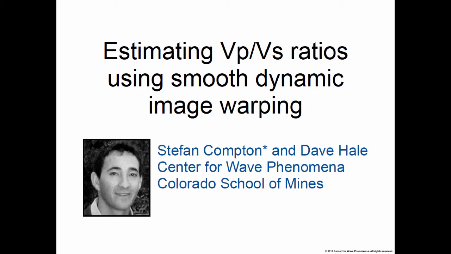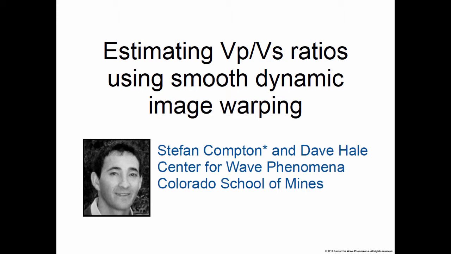Today I'm going to be talking, as Dave mentioned, about the application of a new method that we call smooth dynamic warping. We use this method to increase the accuracy of VPVS ratios that we estimate from time shifts that align events in a PP image with corresponding events in a PS image. The VPVS ratio is an important attribute for interpreting lithology and fluid properties, and image alignment, or image registration, is a crucial step in multi-component data analysis.